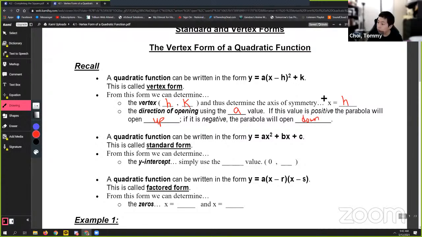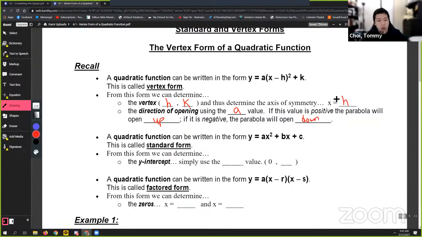So this is just review of what we did in Unit 2 and Unit 1, right? Understanding when we have vertex form, we can figure out the transformations, we can figure out the vertex, we can figure out the direction of opening. So this is just review of what we've done so far.